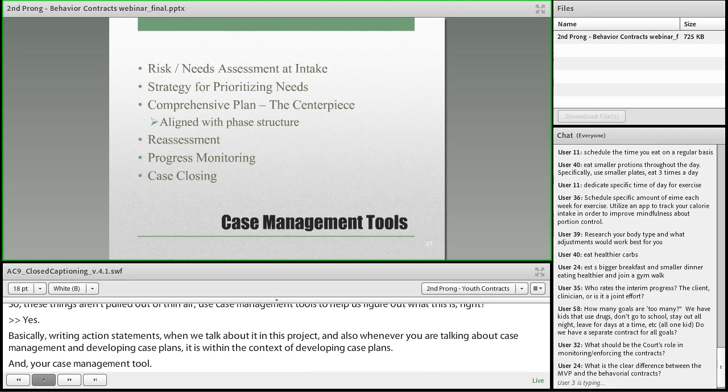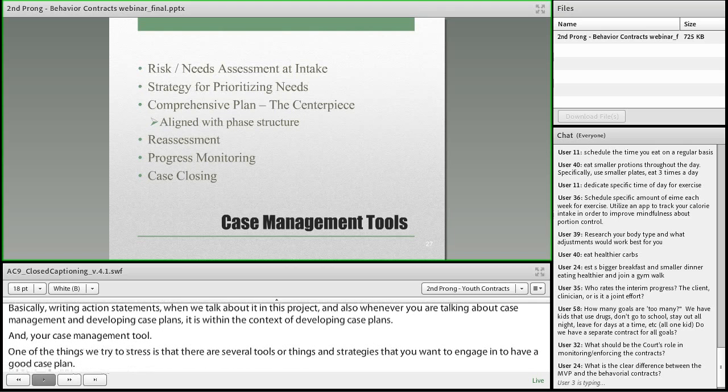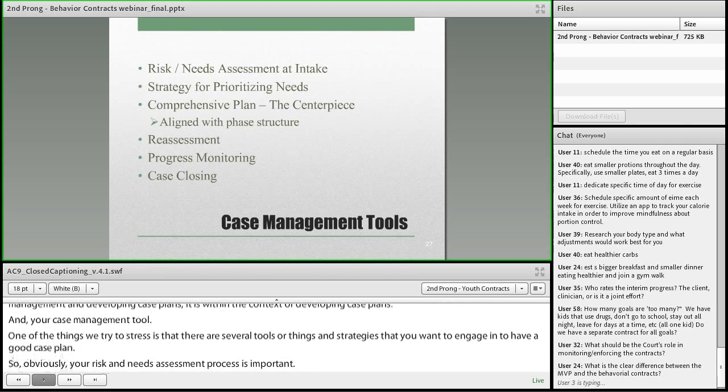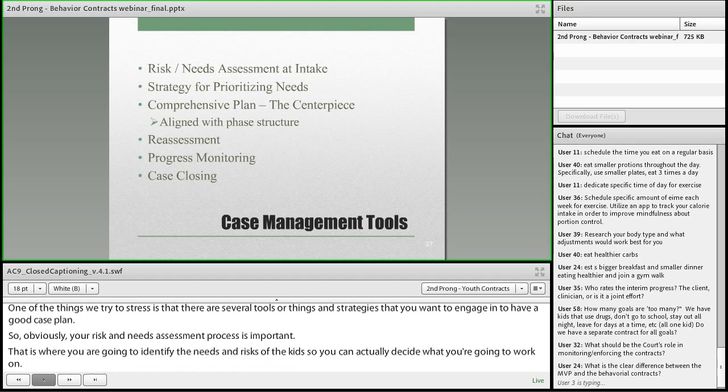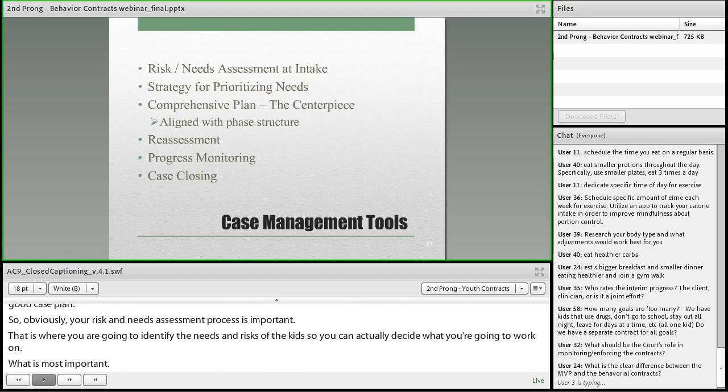That's where you're going to identify the needs and the risks of the kids, so you can actually decide what you're going to work on, what's most important. And part of that is also going to be a strategy for prioritizing those needs. If any of us get assessed, if all of us get assessed, we're going to find dozens of needs, no matter how normal we are.